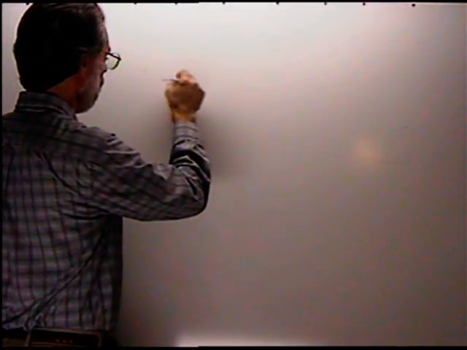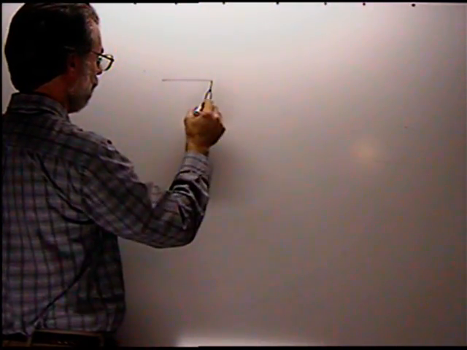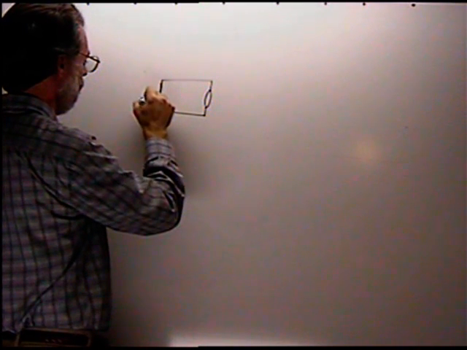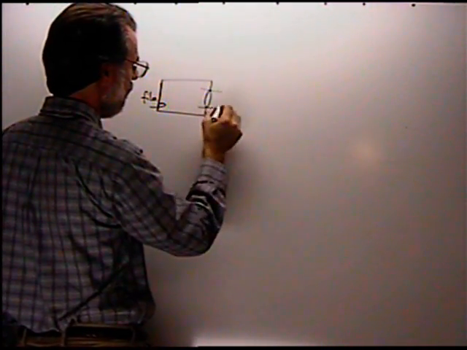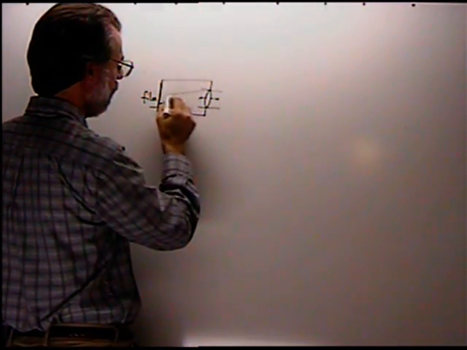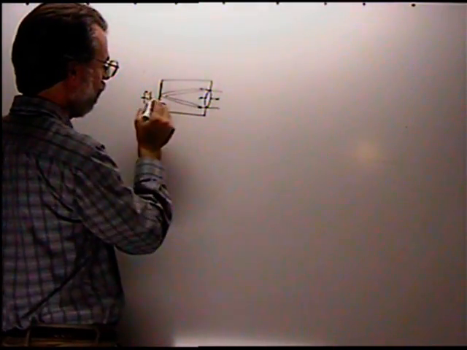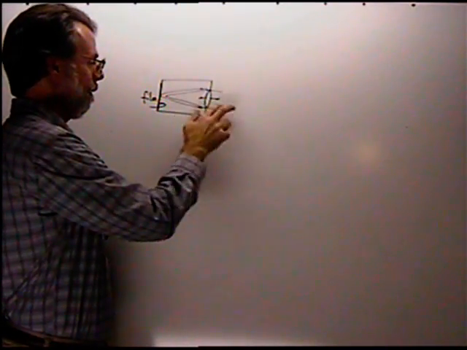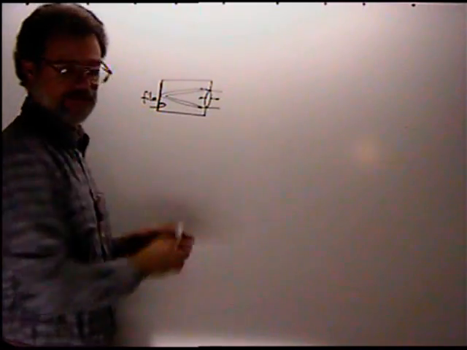Basically, here's your camera box. Here's the film. And when you rotate, you're moving the lens back and forth, and you're adjusting where that focal point hits the film. So you're moving the lens, if that's the lens, a little bit back and forth like that.